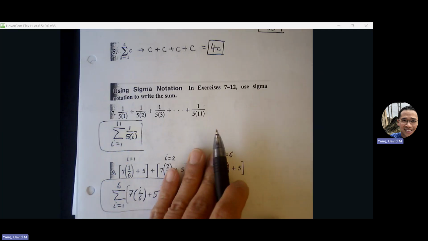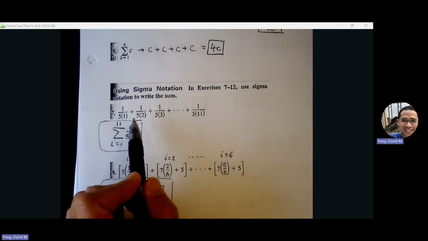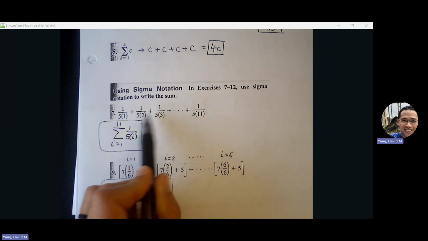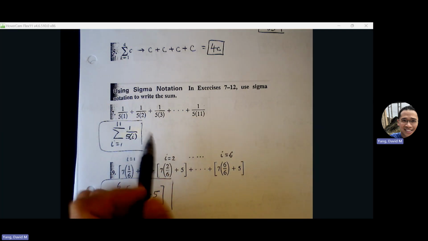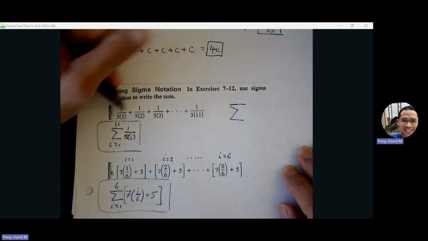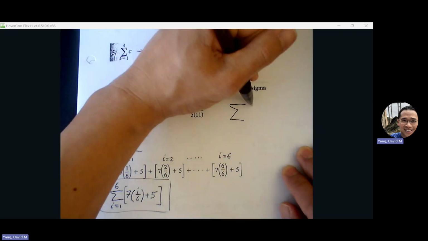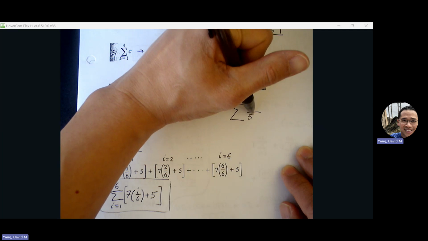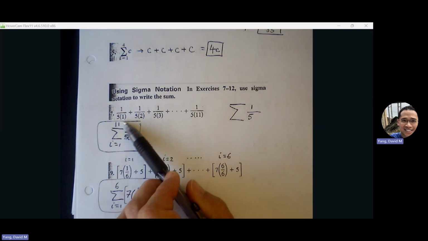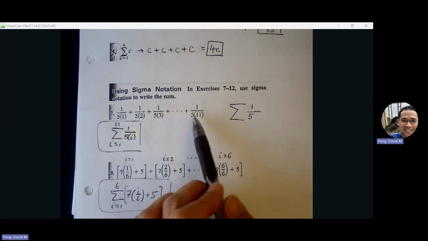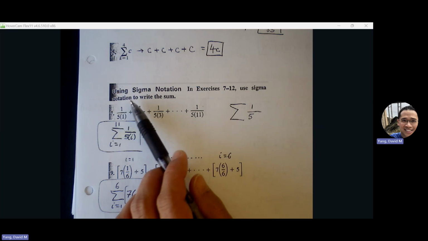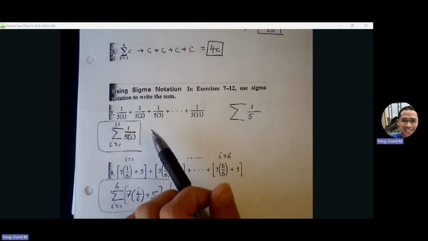So the way I like to start these is I like to build out my rule looking at the parts that are not changing, because whatever is not changing is going to have to be in my rule. So I start off building it like this. Well, I see the 1 is not changing. I see the 5 in the denominator is not changing. So I know that this is going to show up for every term. But what is changing is the 1, the 2, the 3, all the way to 11. And typically, we want to start at i equals 1. That's usually the easiest number to start off with.